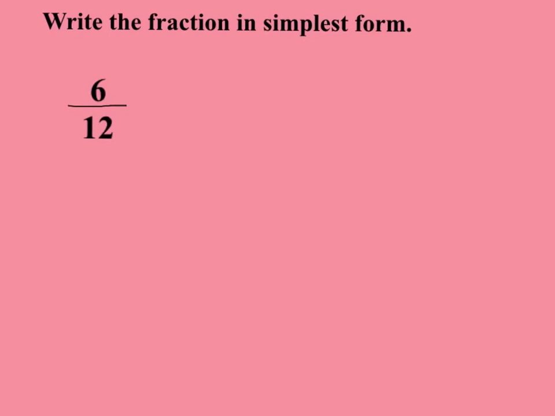Okay, so our first step was that we had to list the factors of our numerator and our denominator, and we had to see which ones they had in common, and the biggest one, we needed the greatest common factor. So I'm going to list my factors of 6. Well, I know I can do 1 times 6 to get 6, and I can do 2 times 3 to get 6. So those are my factors of 6. Now I'm going to list my factors of 12. Well, I know 1 times 12 is 12, 2 times 6 is 12, and 3 times 4 is 12. So those are my factors of 12.